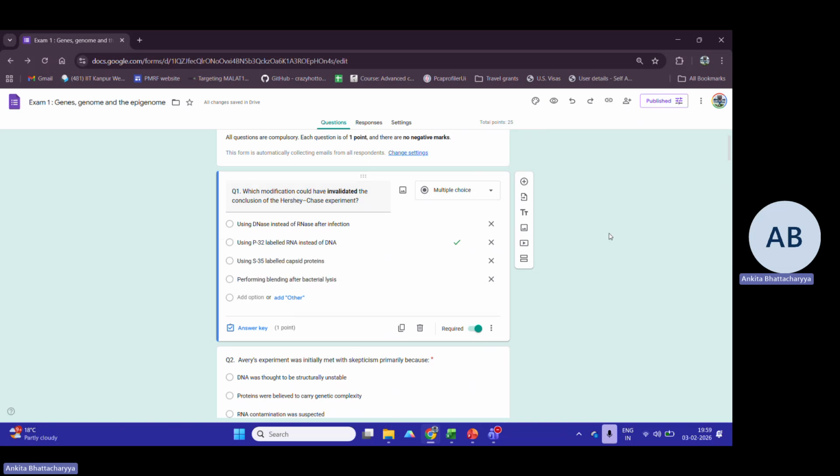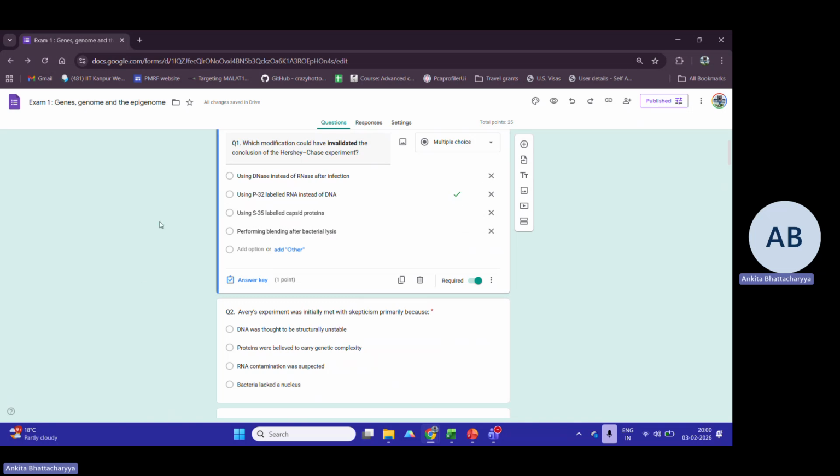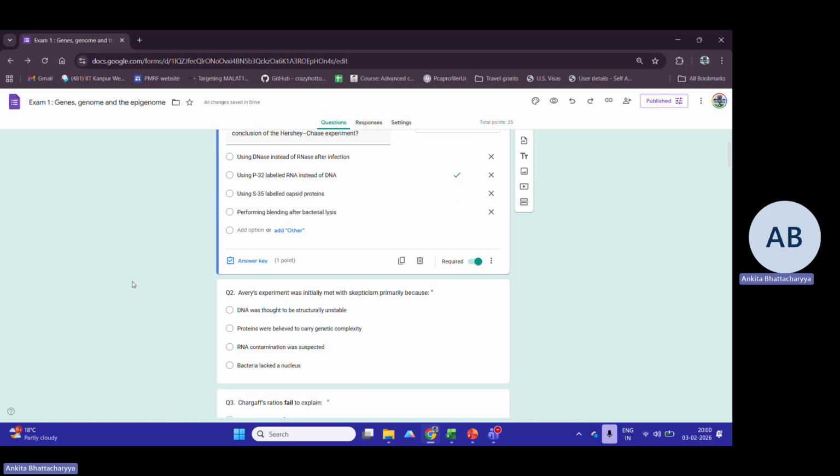Why so? Because RNA would completely skew these results. RNA also has a phosphodiester backbone into which P32 could have gotten incorporated, and therefore the radioactive isotope would not have been able to distinguish between DNA and RNA and could have completely messed up the conclusion of the experiment. So the correct option in this case is P32 labeled RNA.